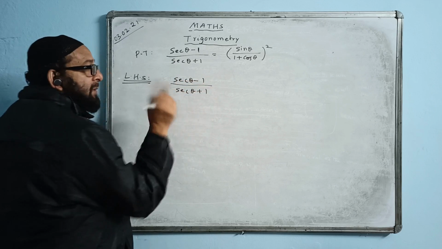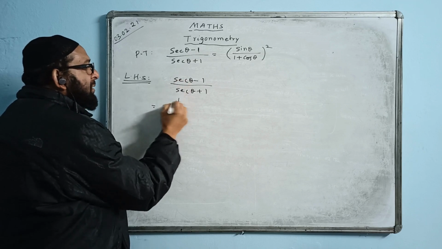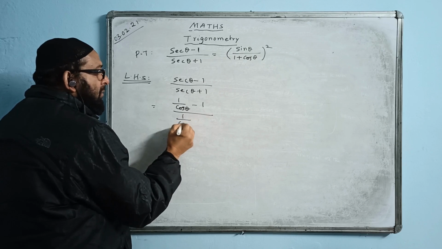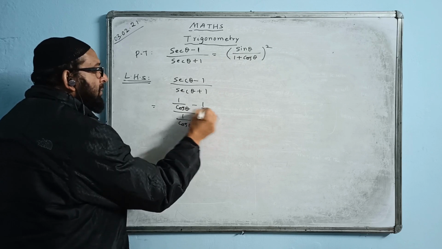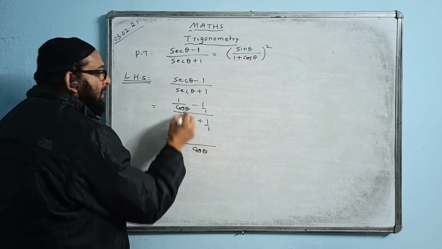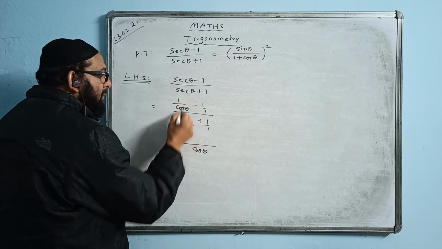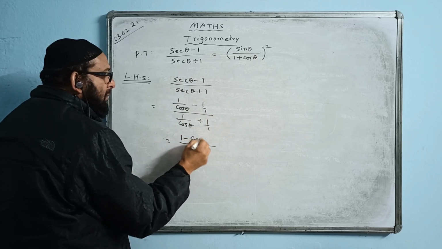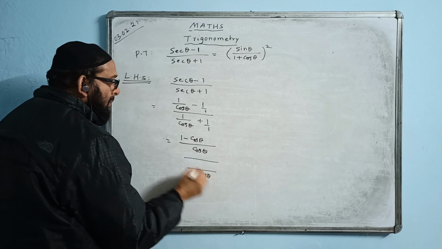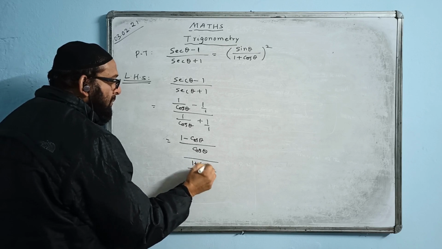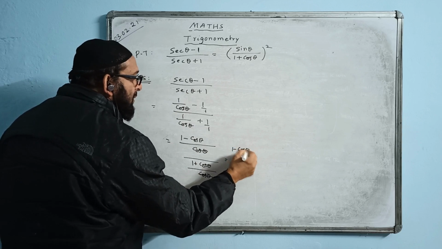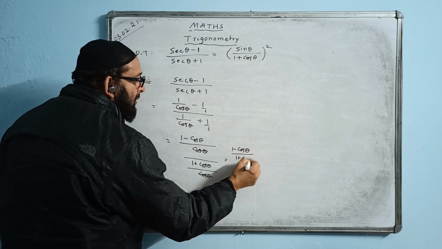If I do from LHS, I'm showing you that. Sec you change into cos, right? 1 by cos theta minus 1, 1 by cos theta plus 1. Take LCM. Cos theta is LCM here. 1 minus cos theta is coming here. Here also LCM is cos theta. It will become 1 plus cos theta. Cos will cancel. We have 1 minus cos theta by 1 plus cos theta coming.